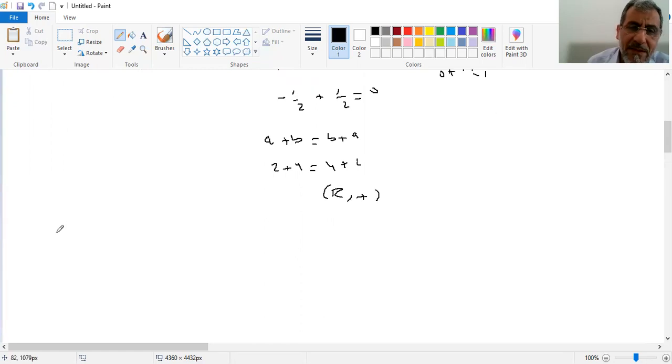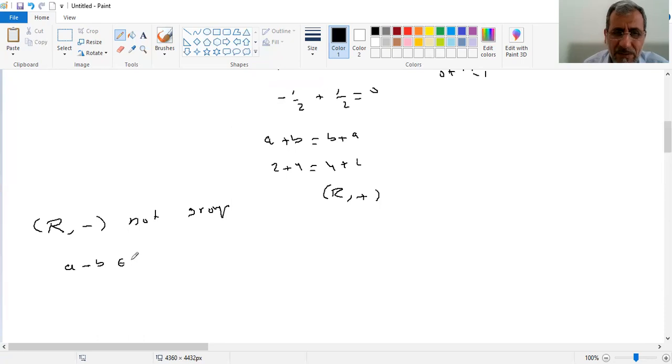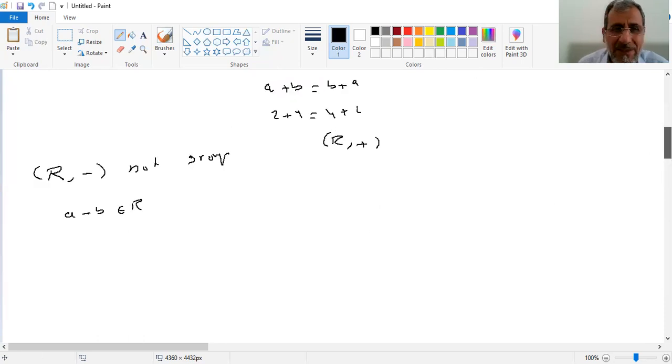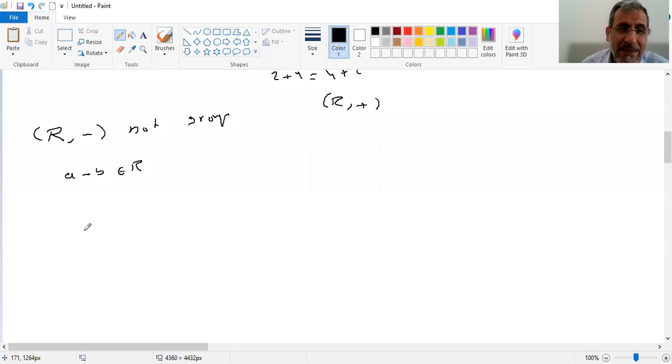Now, if we say R with subtraction, this is not a group. Why not a group? The first condition, the closure property, is satisfied because A minus B is a real number. But what about the second property, the associative property? I mean, if I say (A minus B) minus C is equal to A minus (B minus C)? No.